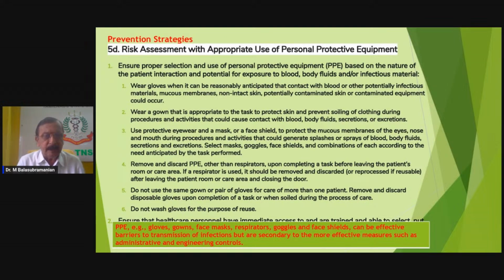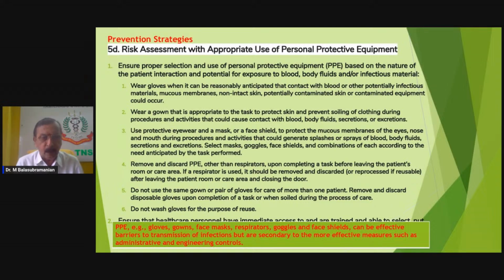Next one is risk assessment with appropriate use of personal protective equipment, PPE. Ensure proper selection and use of PPE based on the nature of the patient interaction and potential for exposure to blood, body fluids, and/or infectious material. Wear gloves when it can be reasonably anticipated that contact with blood or other potentially infectious materials, mucous membrane, non-intact skin, potentially contaminated skin, or contaminated equipment could occur.